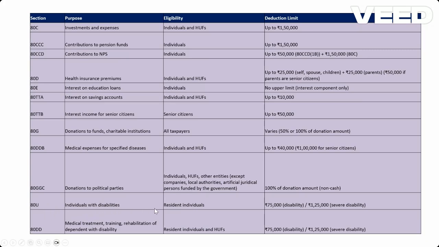80U, individual with disability: a resident individual who has a disability can claim 75,000, and again 1,25,000 they can show for severe disability. 80DD is for medical treatment, training, and rehabilitation of a dependent with disability. So 75,000 for disability and 1,25,000 for severe disability. These are the sections which you can consider when you are going ahead and selecting the old regime. This will be helpful.